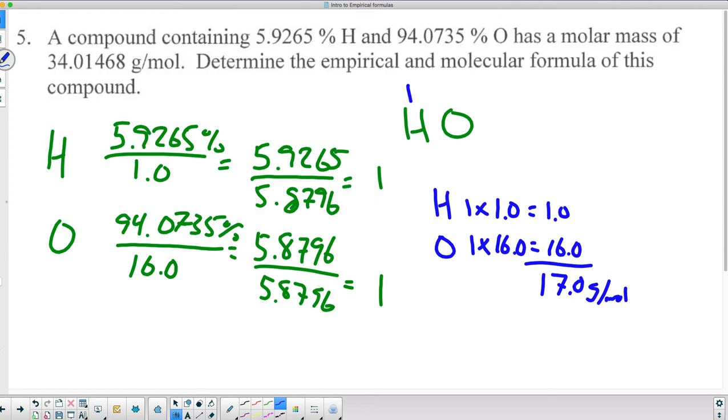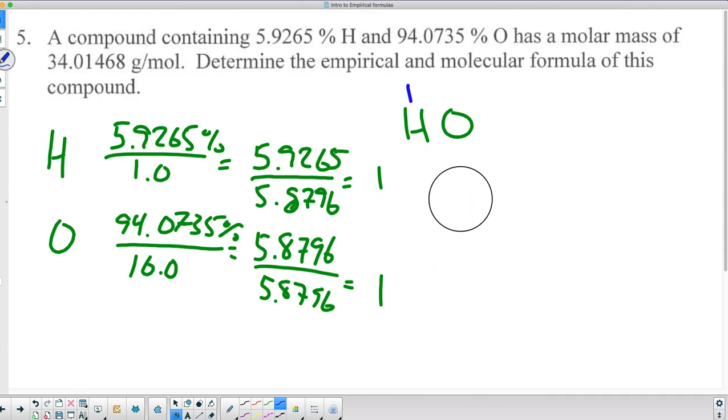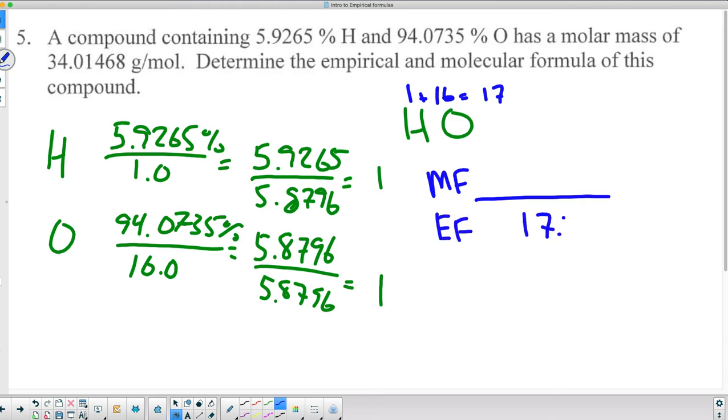You've seen me do this before in the blue. Sometimes I do this in kind of a shorthand, and here's what the shorthand looks like. I'm getting rid of all of that before you can write it down, and I do 1 plus 16 equals 17. So here is the key to finding a molecular formula. It's actually pretty simple. I'm going to do a fraction here. The fraction is going to be the molecular formula's mass on top and the empirical formula mass on the bottom. So 17.0 goes on the bottom here because that's what this is for my HO.